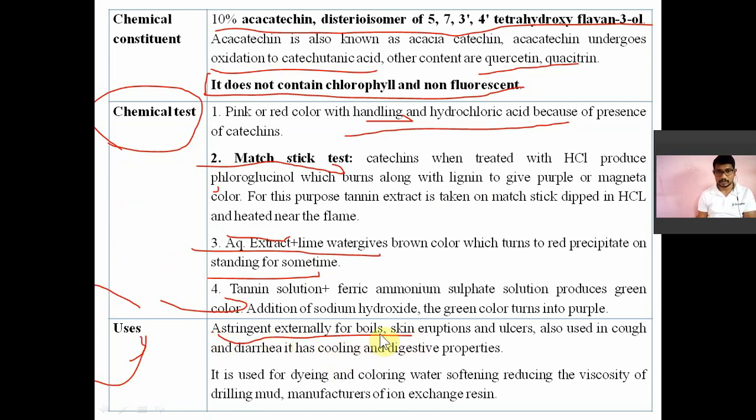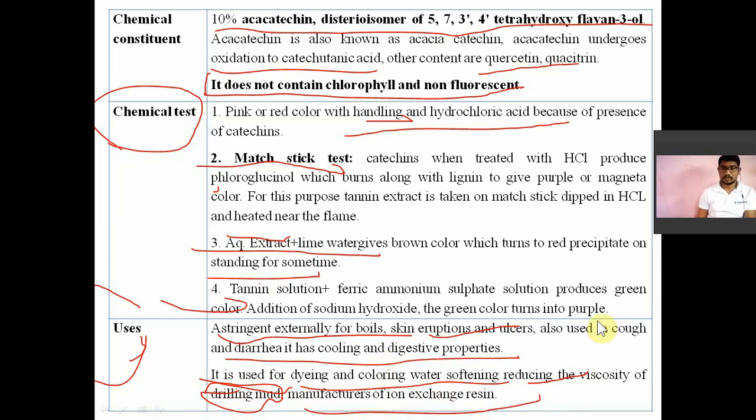It is used as an astringent for external boils, and for skin eruptions and ulcers. It is also used in cough and diarrhea. It has cooling and digestive properties. It is used for dyeing and coloring, softening, and reducing the viscosity of drilling mud. Drilling mud is the liquid added while drilling in hardware, used to reduce the viscosity. It is also used in the manufacturing of ion exchange resin. These are the uses. Remember, externally it is used for the treatment of boils.